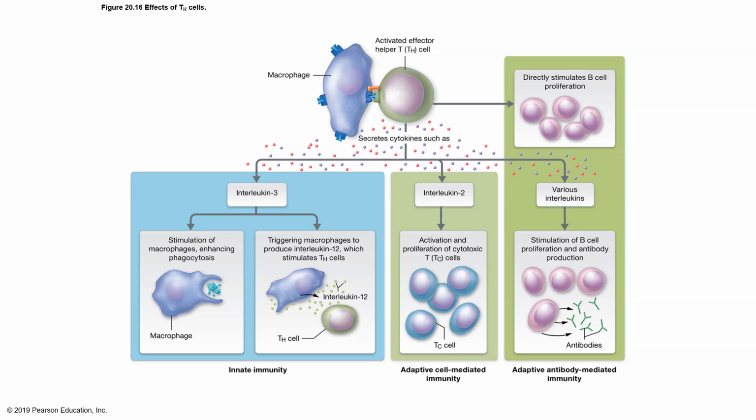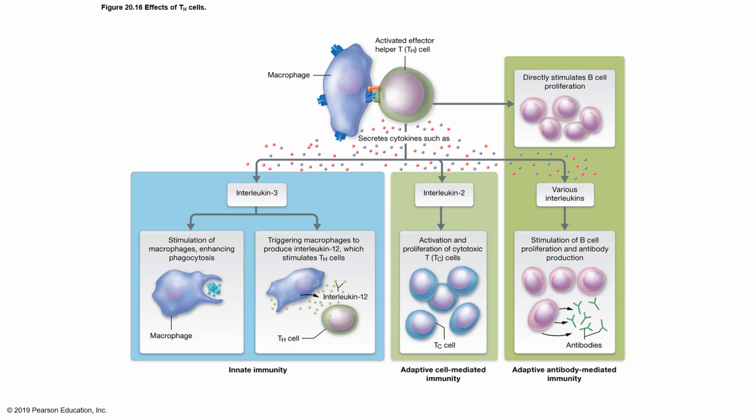Once that effector helper T cell has been activated by the exposure to the antigen that's presented by the macrophage on its receptor, then that helper T cell can start secreting chemicals called cytokines, such as interleukin-3. Interleukin-3 can stimulate macrophages, which enhances phagocytosis. Interleukin-3 can also trigger macrophages to produce another interleukin called interleukin-12, which can then stimulate more helper T cells. And that's a good example of positive feedback.